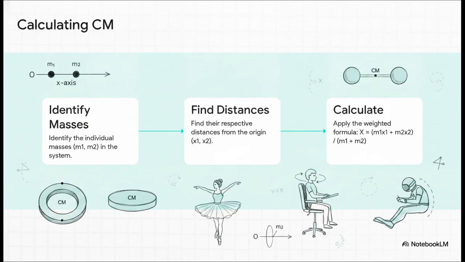And calculating this is incredibly elegant. For a two-particle system on an axis, finding the center of mass takes just 3 simple steps. First, you identify your masses. Second, find their distances from the origin. Third, apply the weighted calculation by multiplying each mass by its position, add them up, and then divide by the total mass. What's super cool is that if you have two particles of the exact same mass, that math puts the center of mass exactly midway between them. And for homogeneous symmetric bodies, like a uniformly dense ring, a disk, or a solid sphere, the center of mass conveniently sits right at their geometric center.